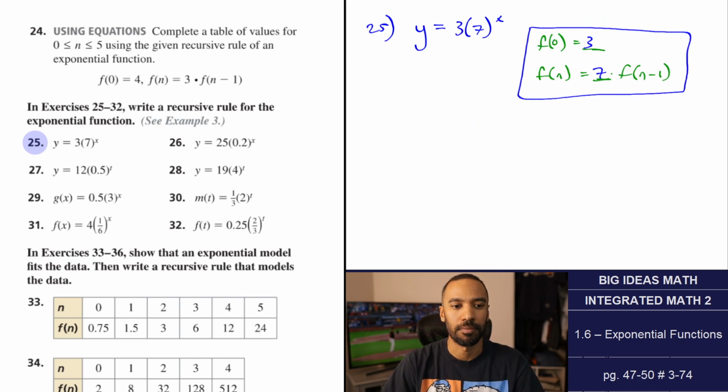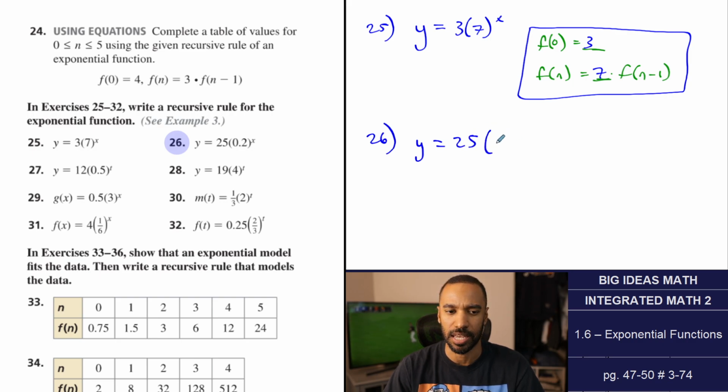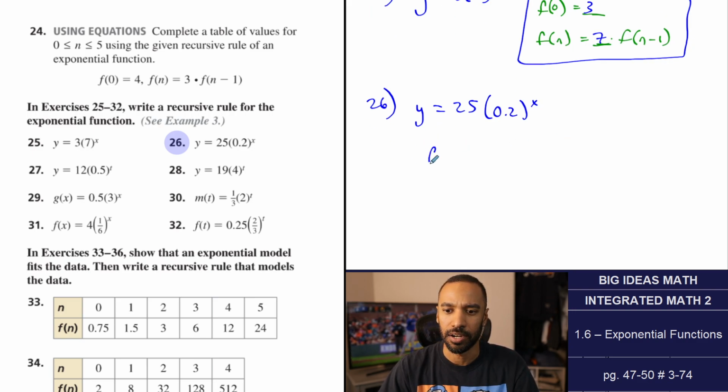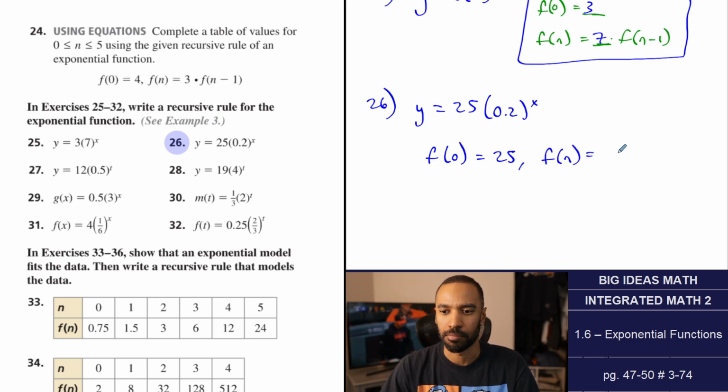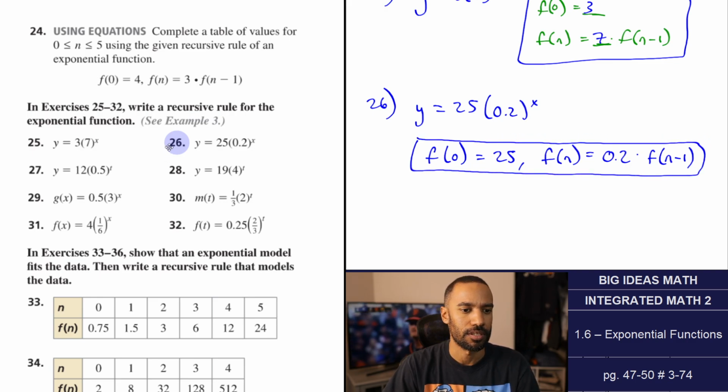So that's number 25. These are all the same as far as what we do, so these should go pretty fast once you draw the connection of what goes where. That's not something to memorize. It's something to make sense of why one goes in a certain spot. So for this one here, it's f of 0 equals 25, first term. And then the next term requires you take the previous term and multiply by 0.2. That's just the translation for each of these. That's how we roll.